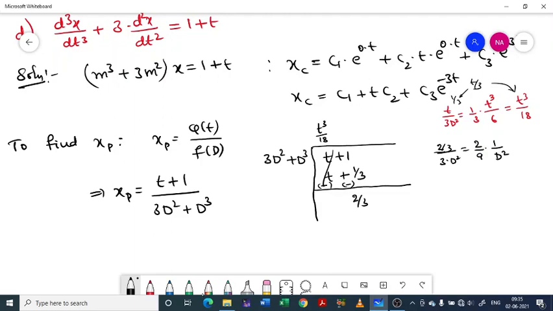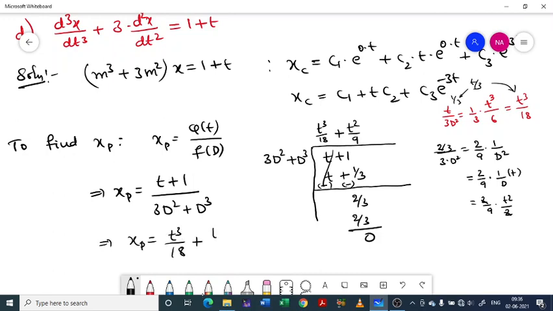So integrating 1, you get t, because here integration should be done with respect to t. So 2 by 9 into 1 by d times of t. Integrating again 2 by 9 into t square by 2. So you get t square by 9 here. T square by 9. So multiplying the t square by 9 with 3d square you get 2 by 3, that cancels. Okay. So xp will be t cube by 18 plus t square by 9.